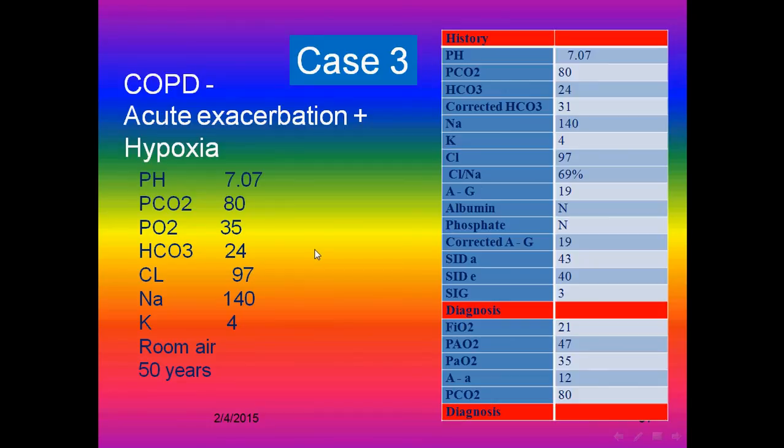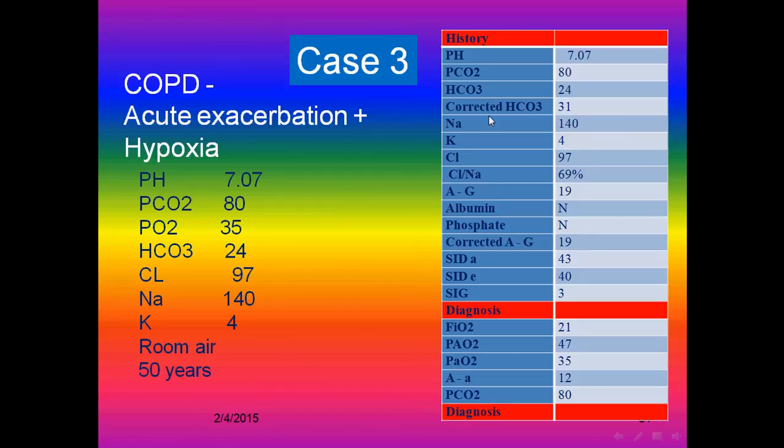This is a combined or mixed state, where the patient developed acute exacerbation and at the same time developed some sort of shock or hypoperfusion and lactic acidosis. Look at the pH, it is 7.07, carbon dioxide is 80, and bicarbonate is 24, which is normal.